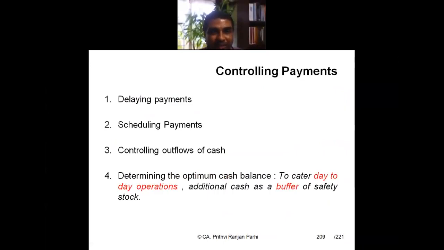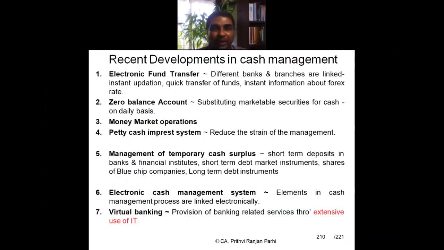Okay, that is about the receipt side. Now controlling payment aspects, we can delay the payment to the extent possible. We can make a payment schedule. In the online banking system, we can automatically fix the time by which payment will be released. Controlling the outflow of cash, some plan should be made so that cash outflow can be minimized. Determining the optimum cash balance, how much cash we need to keep as our balance, that also we need to determine. These are some of the things to be looked into for controlling cash payments.